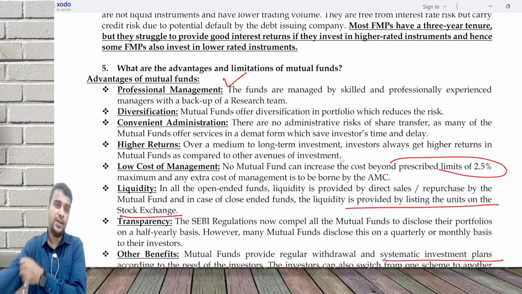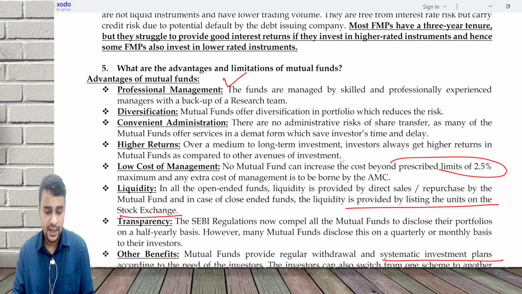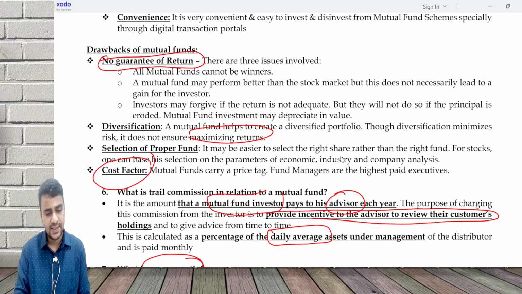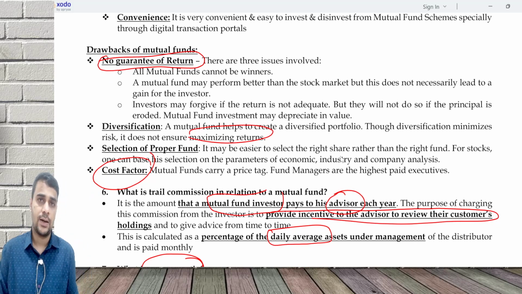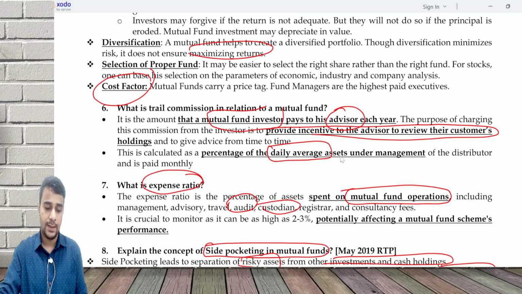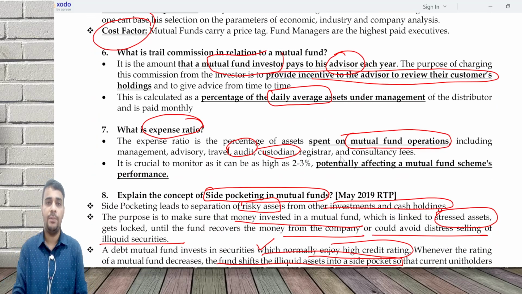Advantages, professional management will be there, diversification is there, it can give you high return, low cost of management, liquidity, and other side benefits are there. Disadvantages, there is no guarantee of performance. Selection of a fund can also be an issue, and diversification gives you lower risk but also leads to lower return. Trail commission is a commission paid by the MF investor to the distributor who is advising him. Expense ratio is the amount incurred by the mutual fund on various expenses which it needs to incur. There will be a cap on the expense ratio.